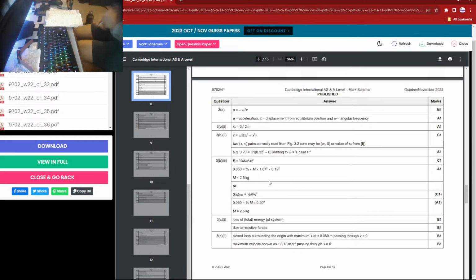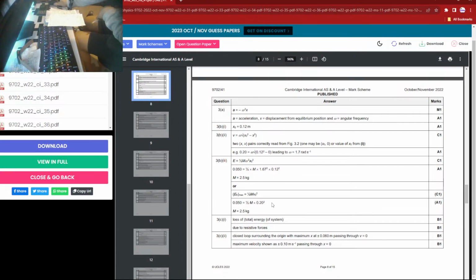Number 3. 2.4 kilos. Do I have 2.4 kilos? No, I don't. Why is it not 2.4 kilos? Closed loop surrounding the origin with a maximum of x hat passing through V0. Okay, so my circle is correct. Loss of total energy in the system due to resistive forces. Alright. Why is it 2.5? I did get it correct.